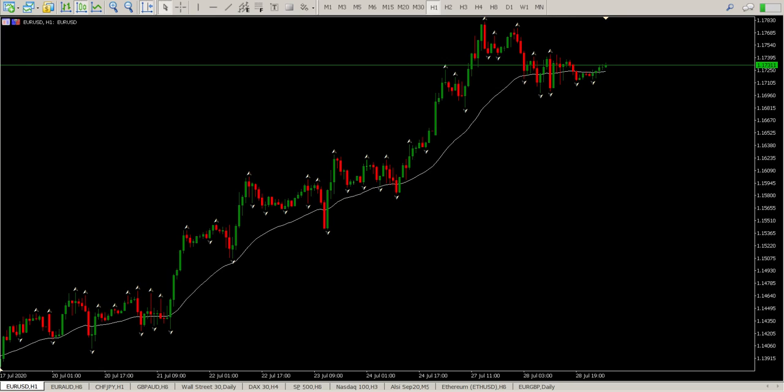So starting off with the Euro USD, I don't think much is going to happen on the dollar today, not until the Fed comes out from their meeting later this afternoon for the US, or this evening for us. But we're clearly in a sort of holding pattern.